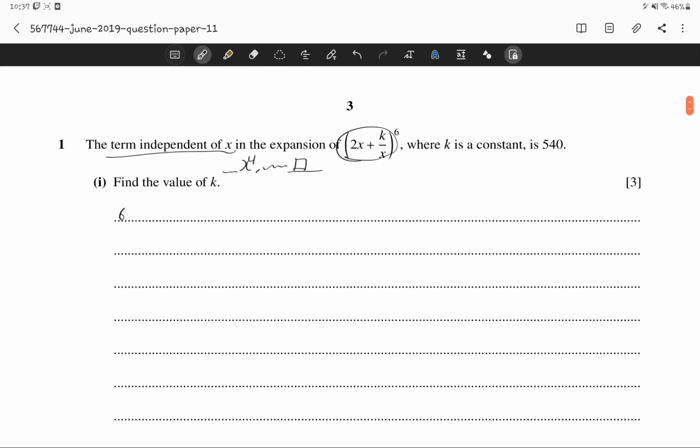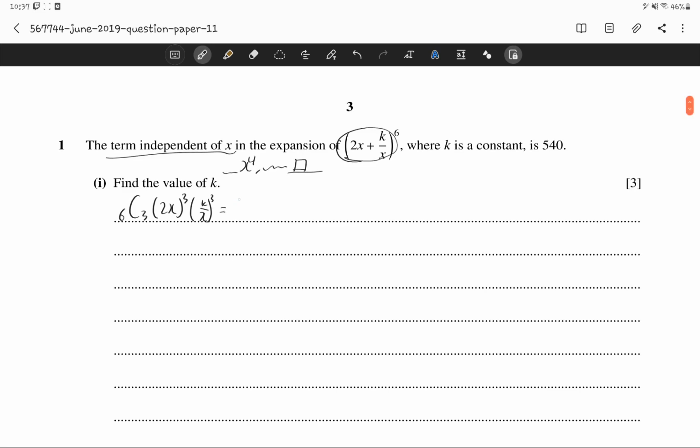So for that, it's 6 combination 3, 2x cubed, and k over x to the power of 6 minus 3, that's also 3. This would equal 6 times 5 times 4 divided by 3 times 2, times 8 times k cubed. This would equal 540.